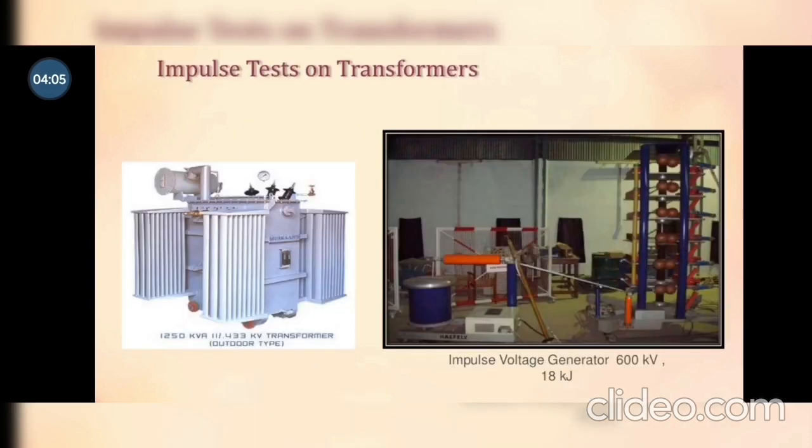Next we see the impulse test on a transformer. Here we see the impulse voltage generator of 16 kV and 18 kg. The purpose of the impulse test is to ensure that the transformer insulation withstands lightning overvoltage which occurs in service.